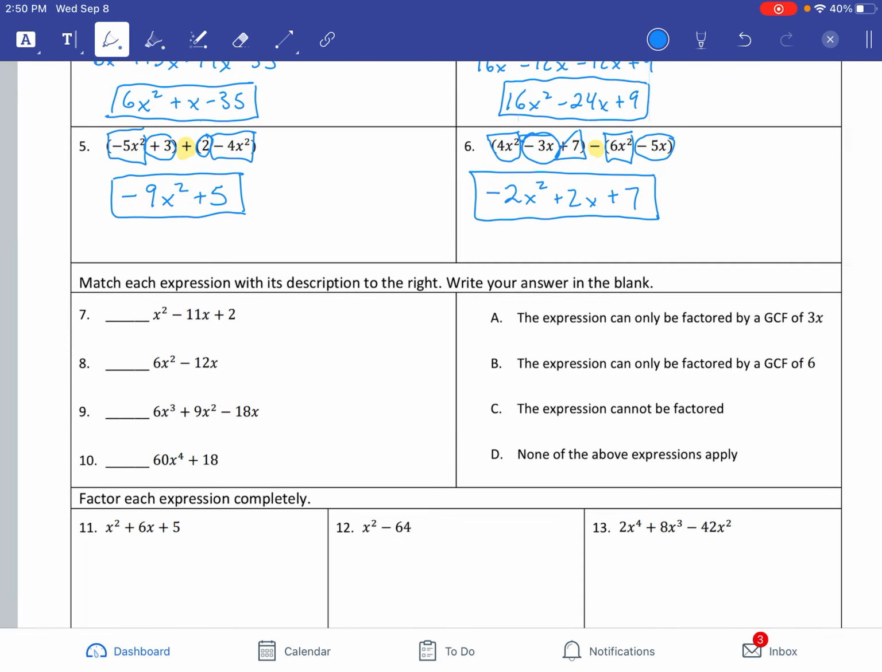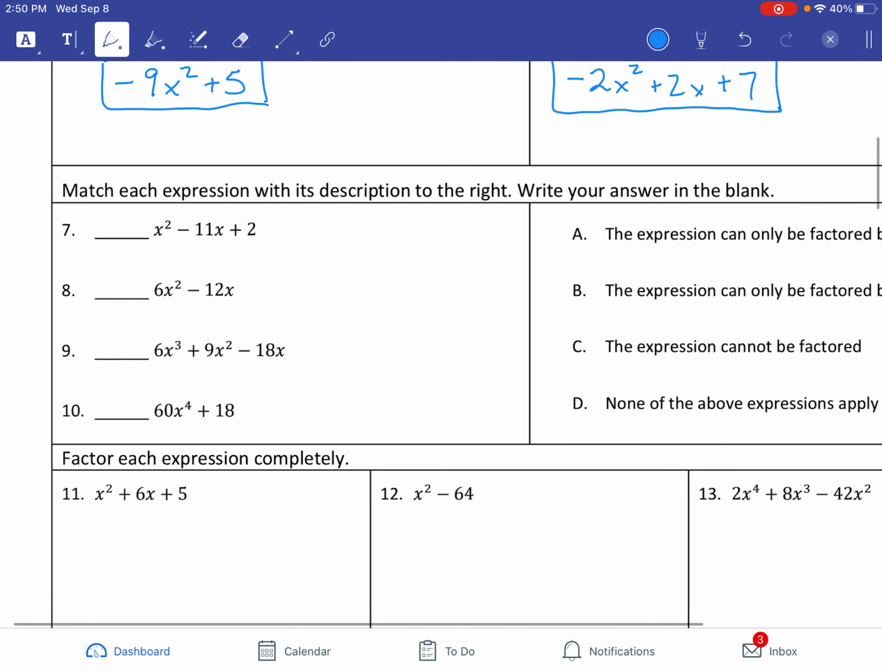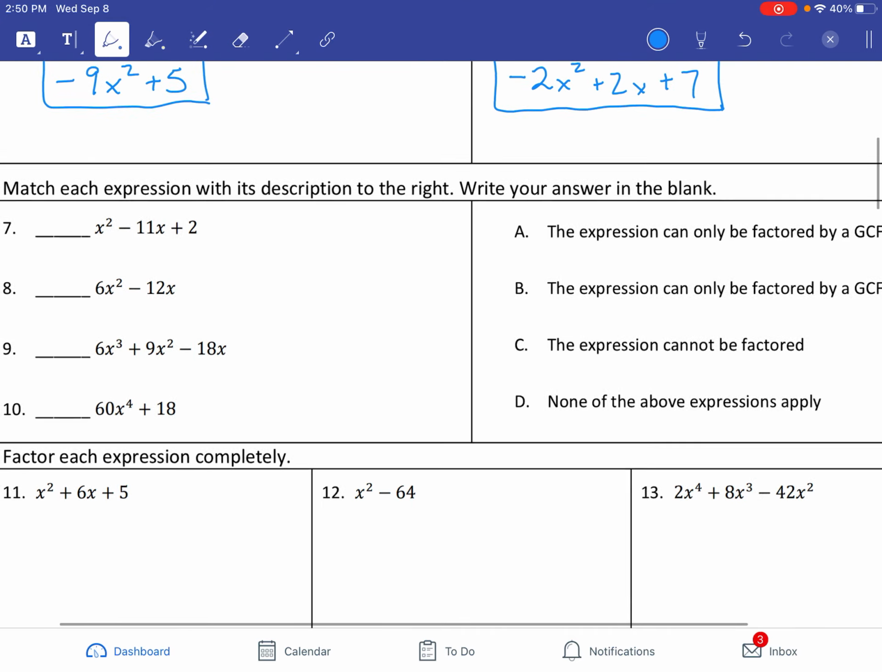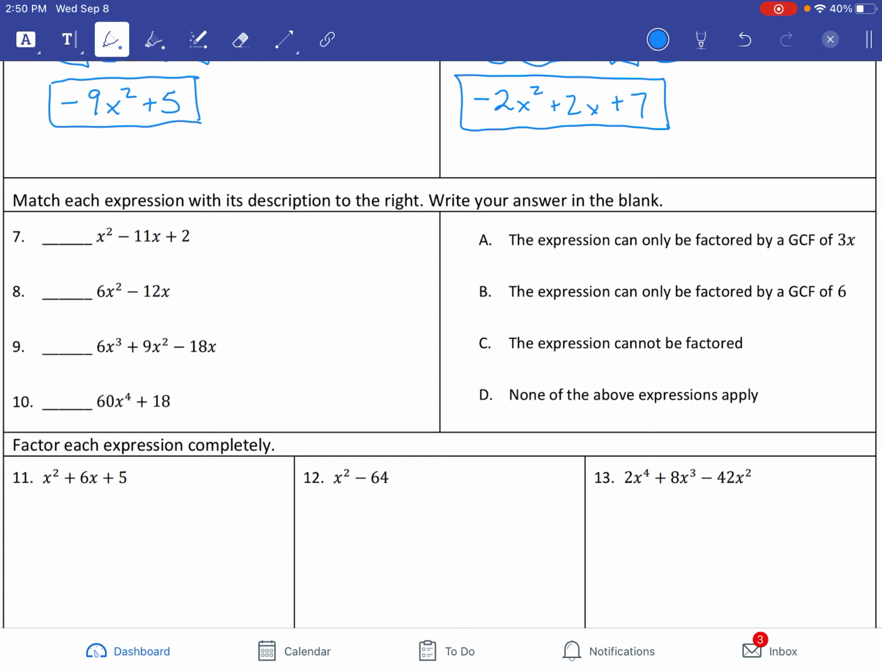All right. This is going to be something that's going to be on the test, dealing with properties of polynomials or expressions. So we're going to find an expression that can only be factored by a GCF of 3x. So I can take a 3 and an x out of all three terms. On the first one in number 7, I can't take a 3 or an x out. In number 8, I can take a 3 and an x out. And number 9, I can take a 3 and an x out. And 10, I can't take an x out.